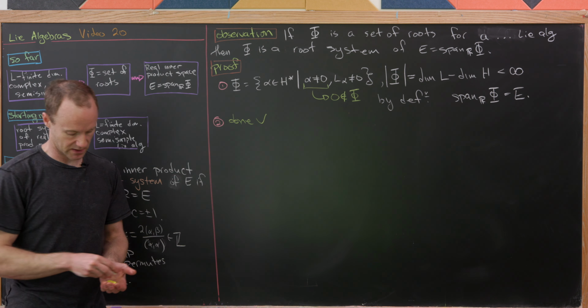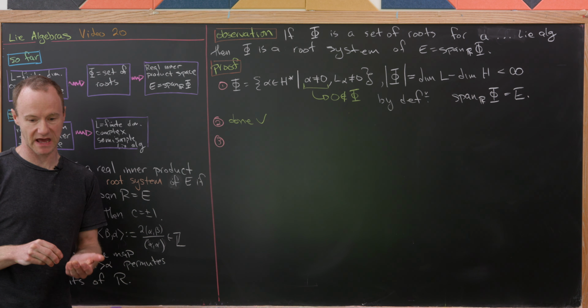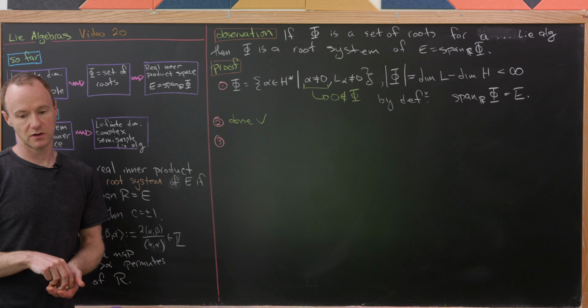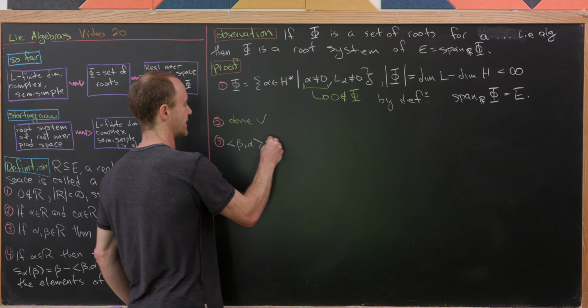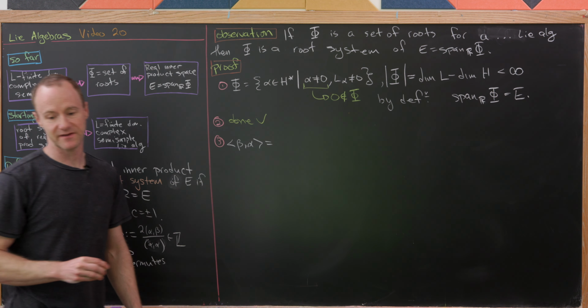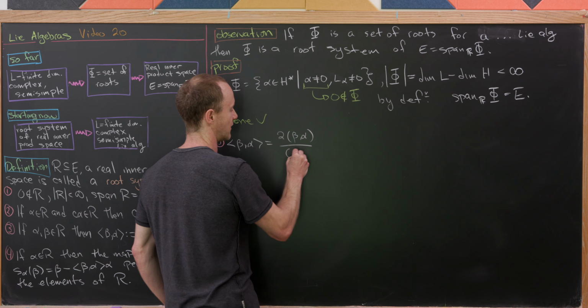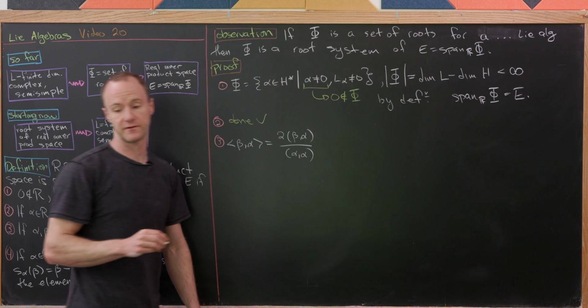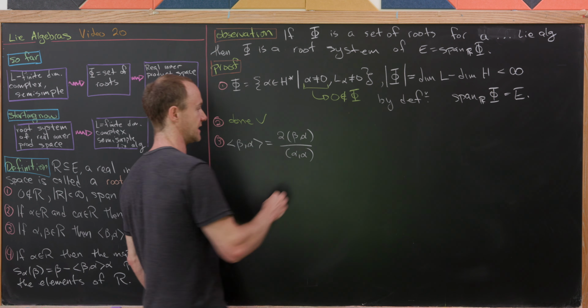Okay, nice. And now let's move on to the third one, which requires a bit of a calculation. Let's observe that the angle bracket beta with alpha, by definition, is 2 times the inner product of beta with alpha over the inner product of alpha with alpha. But then let's recall how those are defined.